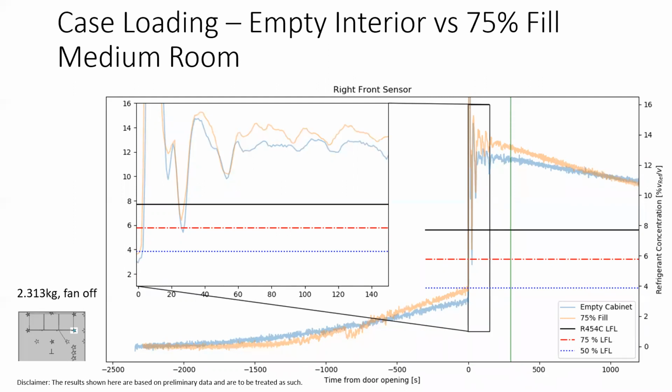Note that for the detailed data, we are seeing very similar profiles of refrigerant release regardless of product placement on the shelf. This indicates to me that even though there may be slightly different concentrations, we're still seeing the same type of release profile into the room space. Next slide, please.